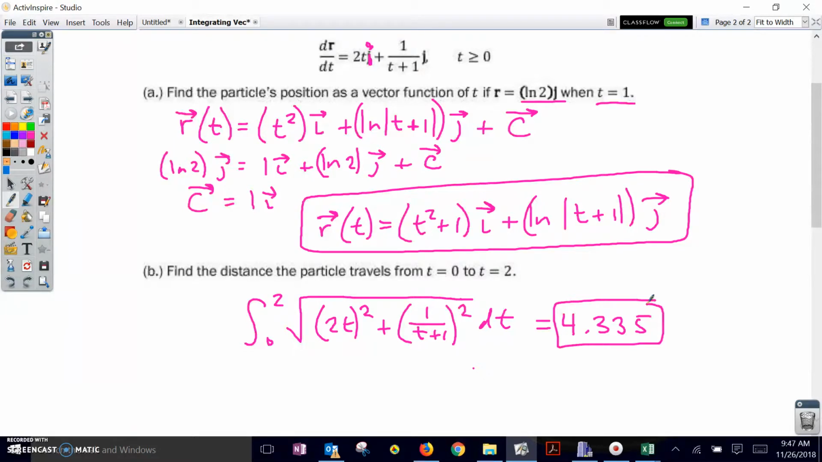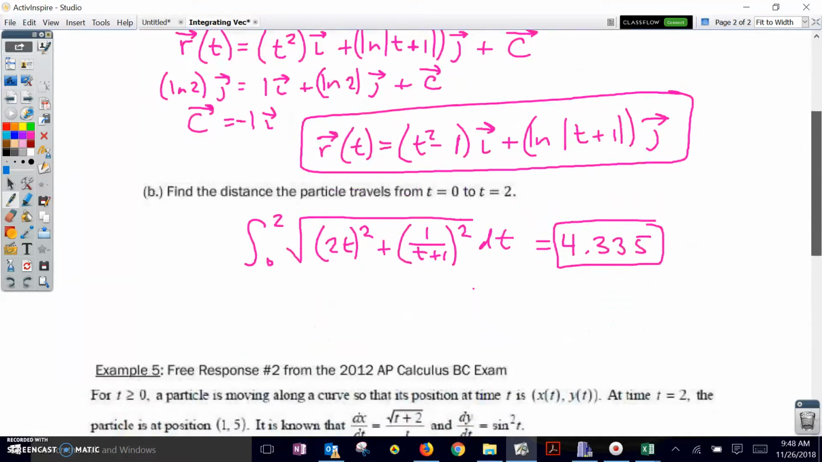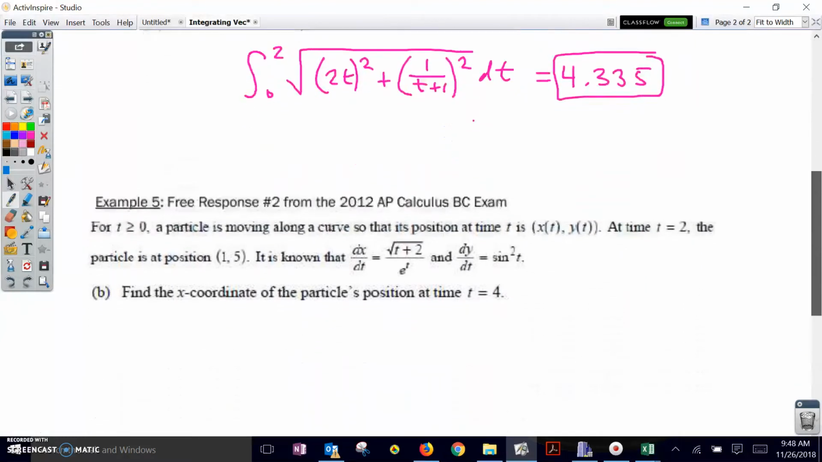You know what, I just glanced up at it really quickly and realized that I made an arithmetic boo-boo in part A. The constant vector should have been negative 1 i, because we've got to subtract that from both sides, which makes this t squared minus 1 i instead of t squared plus 1 i. Sorry about that. Hope you all were screaming at the video, "Oh no, Mr. Thomas, what are you doing?" Alright, let's go on to example 5.